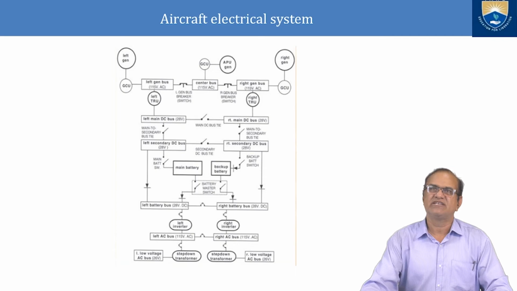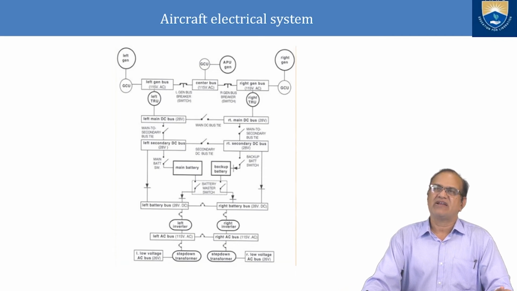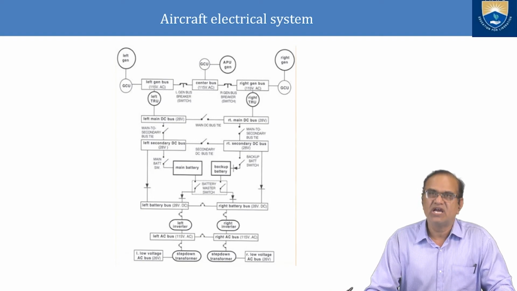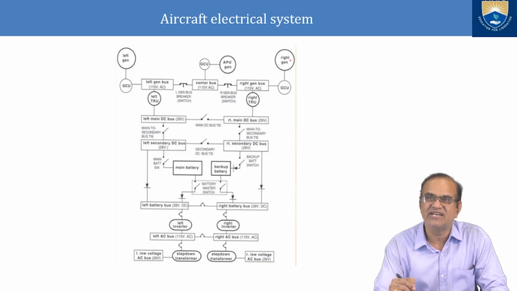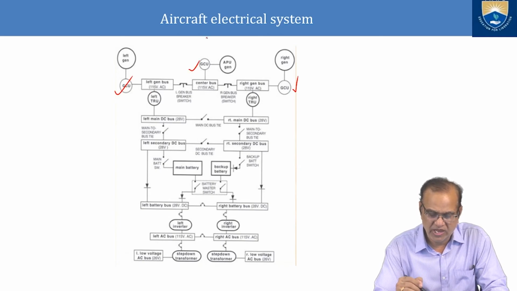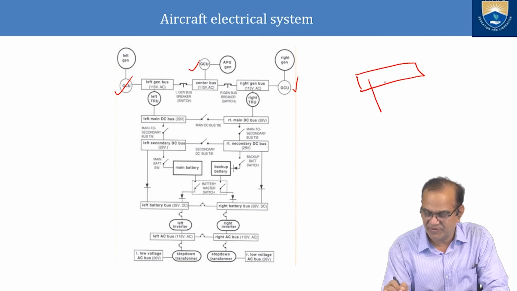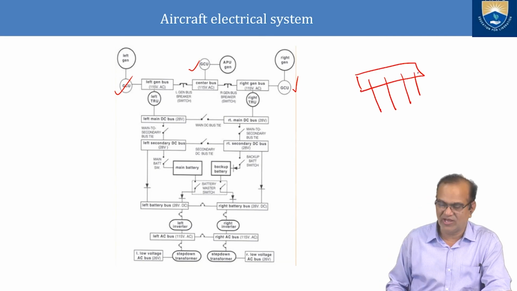This is my last slide, and in this I am going to depict the aircraft electrical system and how it is working. So here we can see that we have the left generator and here the right generator. We have here the APU. Here we have the control unit. Here also, here also. So every generator should have a control unit. Left generator bus, right generator bus, and center bus. You understand the bus? Bus means it is from here the tapping of the power is taken. Just now I have shown. This is the bus.